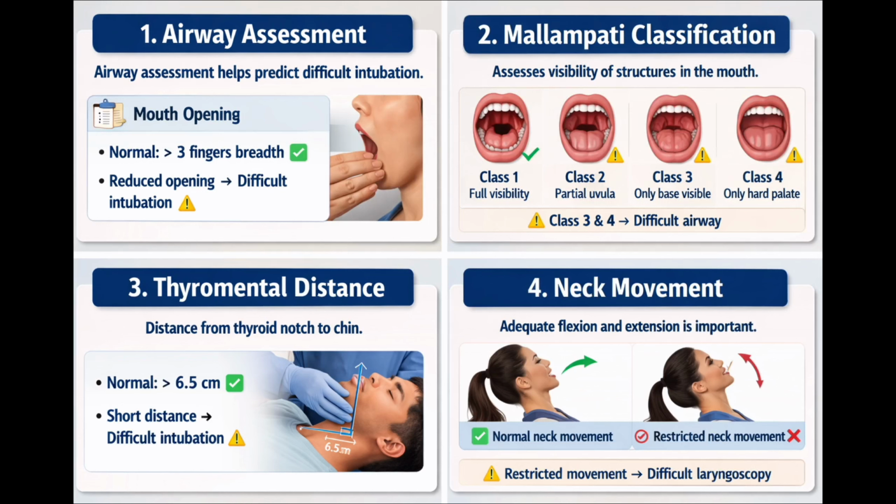Thyromental distance. Normal thyromental distance is more than 6.5 centimeters. Short distance indicates possible difficult intubation. Neck movement. Normal neck flexion and extension should be adequate. Restricted neck movement may make laryngoscopy difficult.